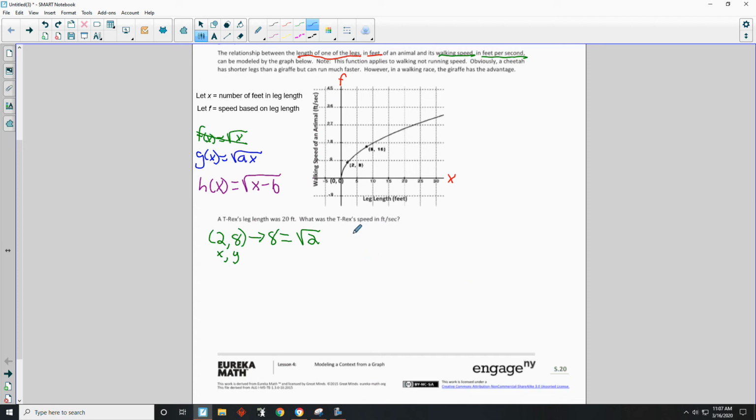So I'll use blue this time. I'm going to use the point 2 comma 8 again, and that is going to give me 8 for my y. So that's saying y, or g of x, equals a times 2, or 2a. Okay, a times x, x is 2, a2, we don't write a2, we write 2a.